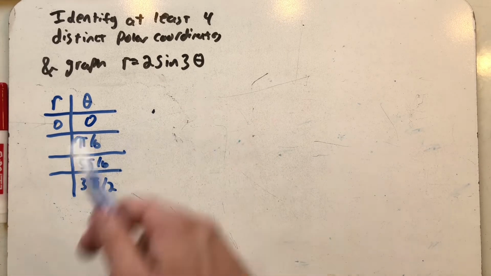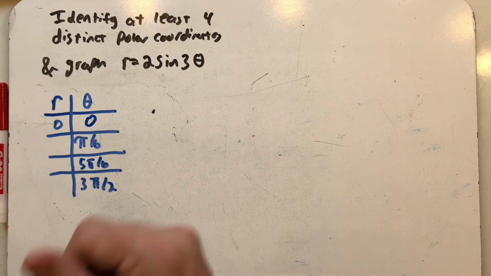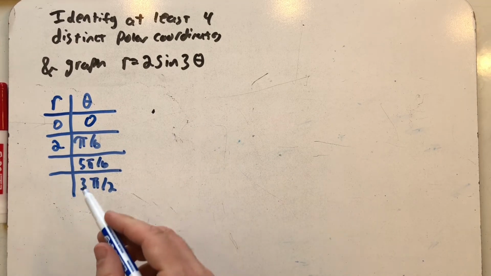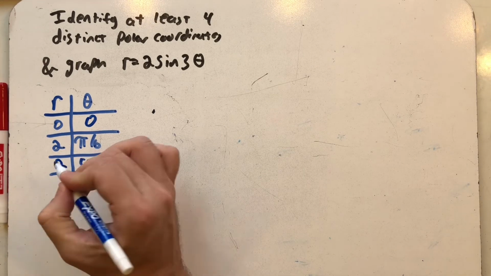So now let's imagine plugging in pi over 6. I get 3 pi over 6, right? And the sine of 3 pi over 6 is, of course, 1, because that's pi halves, so I get out a 2. All right, imagine plugging in 5 pi over 6 there. I have to multiply it by 3. I get 5 pi halves, which, well, sine of 5 pi halves, like the sine of pi halves, is just 1, so I get out a 2.